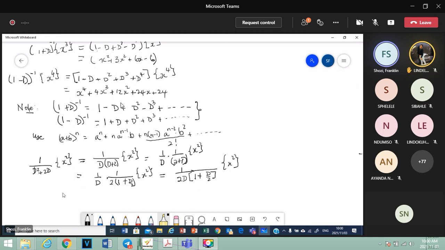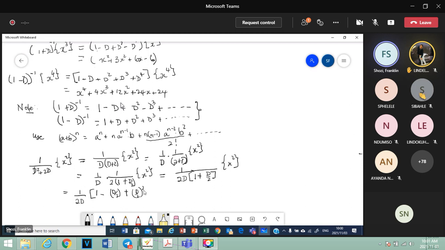So the terms that come out of that, I still have 1 over 2d outside. The terms will be 1 plus d. The first one is 1. The next one is minus d, but my d is d over 2, so I put a small bracket there. The next one is going to be what? It's d over 2, all squared.